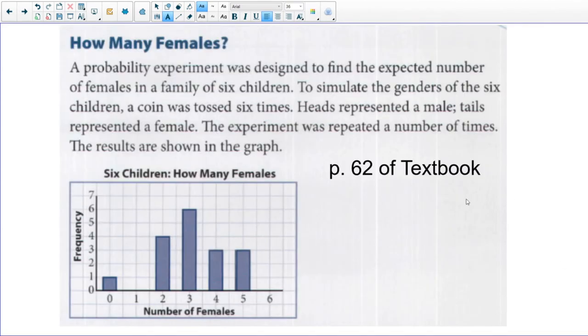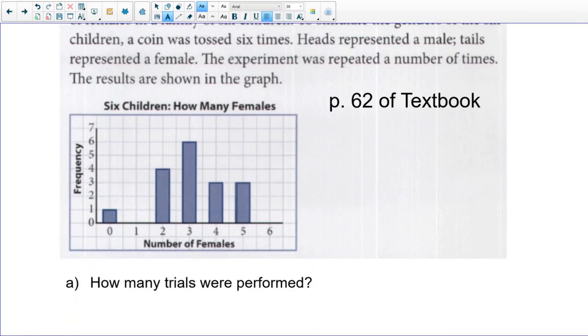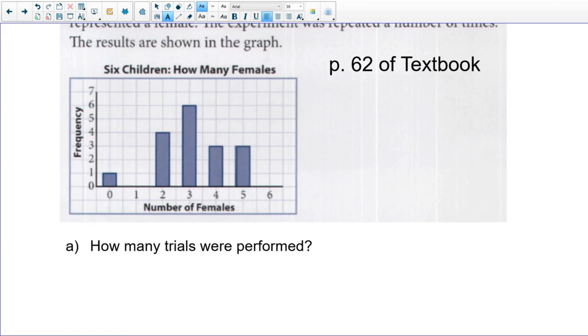So here's a question out of your textbook. It's on page 62 of your textbook. And it's giving you the table. And from the table, we want to figure out a few answers to certain questions. So it says, how many females would you get? A probability experiment was designed to find the expected number of females in a family of 6 children. To simulate the genders of the 6 children, a coin was tossed 6 times. Heads represented a male, tails represented a female. The experiment was repeated a number of times. So they tossed coins 6 times, but then they did another 6 times, and then another 6 times. Okay? The results are shown in the graph below. So the first question is, how many trials in total were performed?